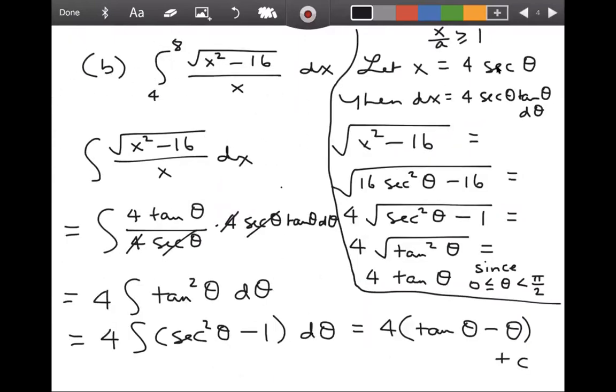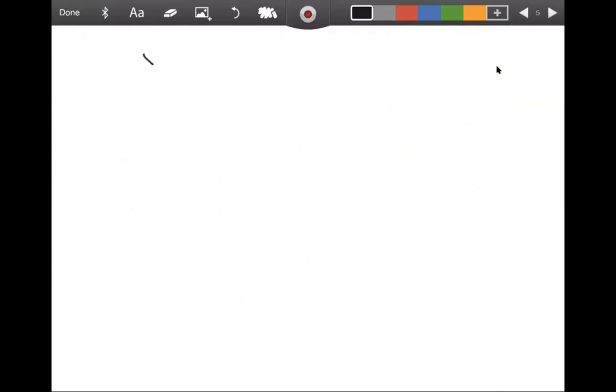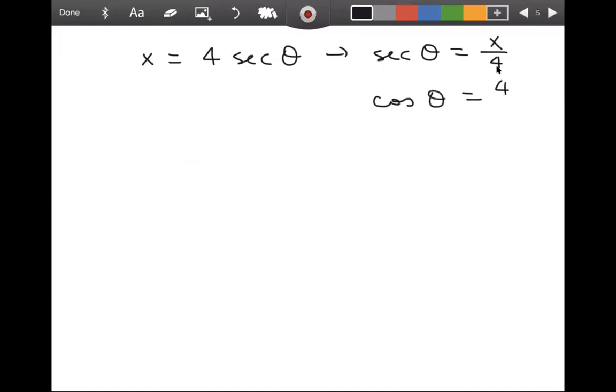Okay, so the original substitution was x equals 4 secant theta, which means that secant theta is x over 4. All right, now some old hippies came around here tripping on acid. Does not talk about secant, but it does talk about cosine. So if secant theta is x over 4, we know cosine theta is 4 over x. 4 would be the adjacent, x would be the hypotenuse.